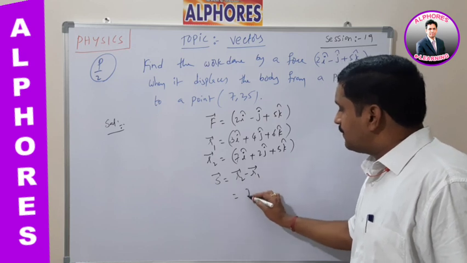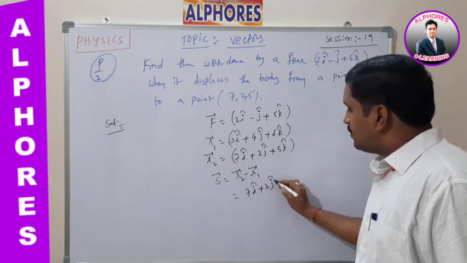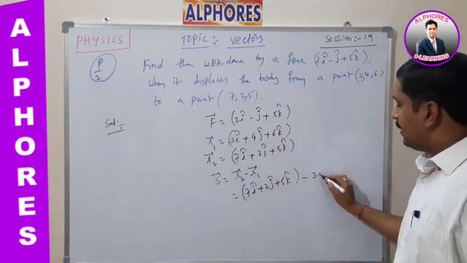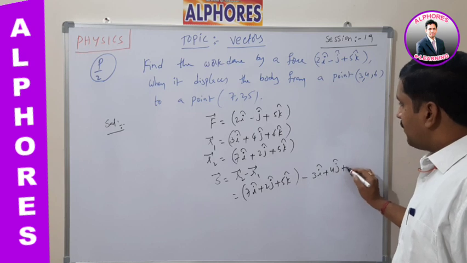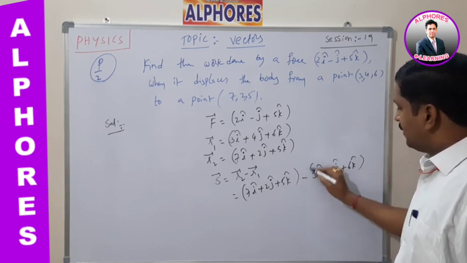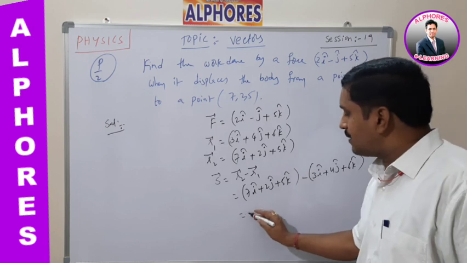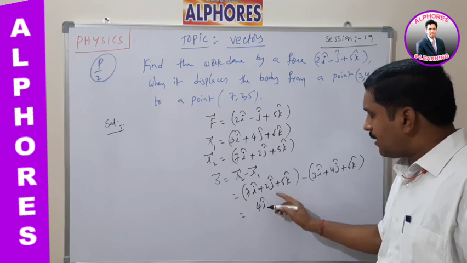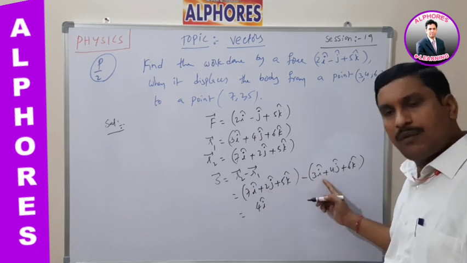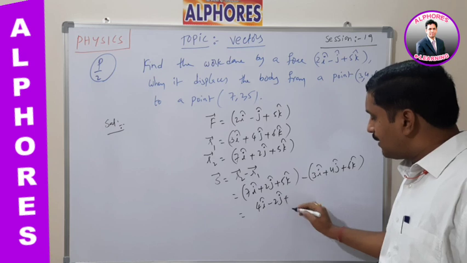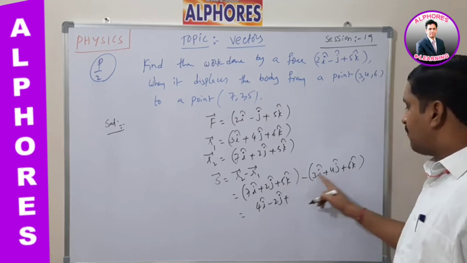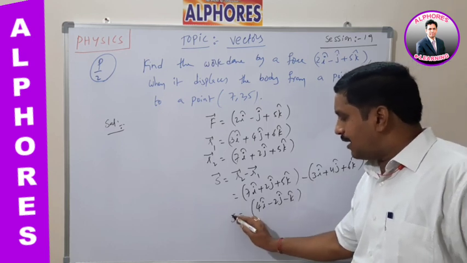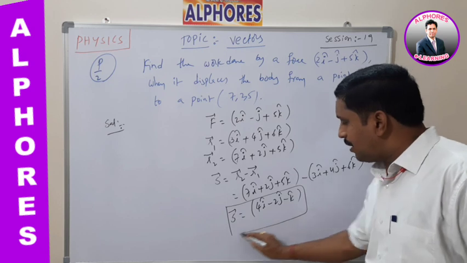That is equal to how much? 7i cap plus 2j cap plus 5k cap minus 3i cap plus 4j cap plus 6k cap. Please tell me what is the value here by subtracting these two vectors. 7 minus 3, 4 I cap. Next 2 minus 4, minus 2 into j cap, plus 5k cap minus 6k cap, means minus k cap. So this is the displacement vector. Here I am not mentioning the units, that means all are taken in units.